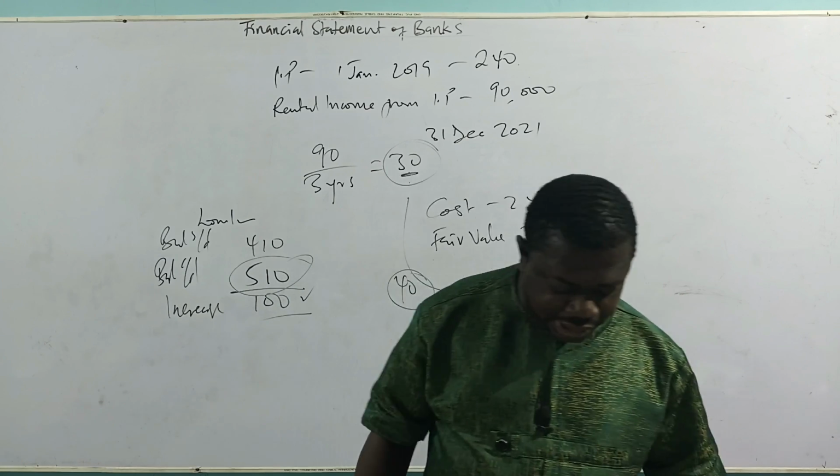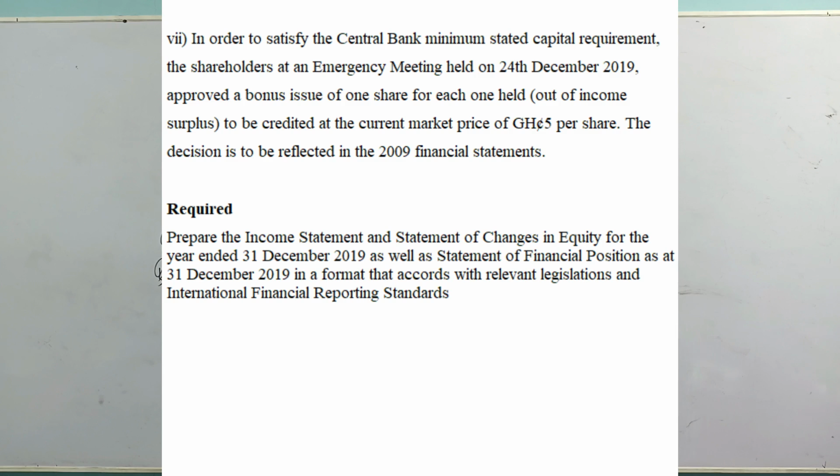The last one says that in order to satisfy the central bank minimum stated capital requirement, the shareholders at an emergency meeting on 24th December 2019 approved a bonus issue of 1 share for each one held out of income surplus to be credited at the current market price of 5 cedis per share. This decision is to be reflected in the 2019 financial statements.